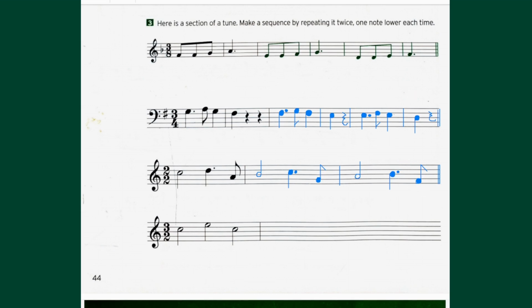Let's move on to the next. A third higher and a third below. That's it for this week, and I hope you enjoy this lesson.